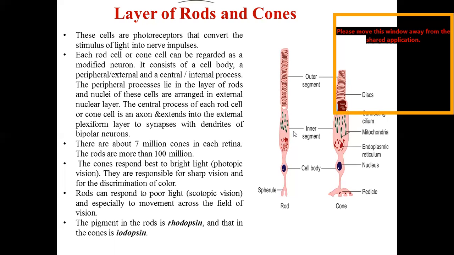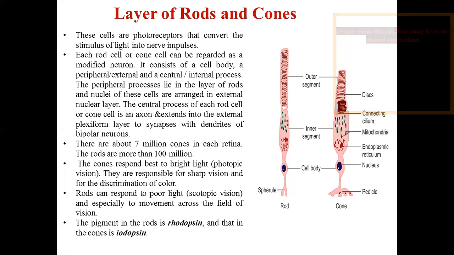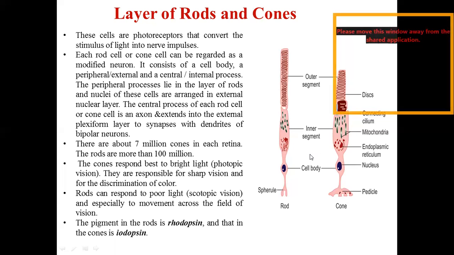Whereas rods respond to poor light, scotopic vision, and they are responsible for the movement across the field of vision. When there is a moving object, the rods are playing the role. The pigment in the rod is known as rhodopsin, and that in cone is known as iodopsin. This is second layer.